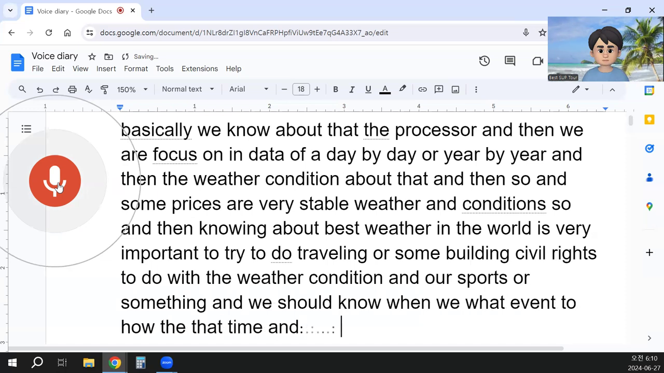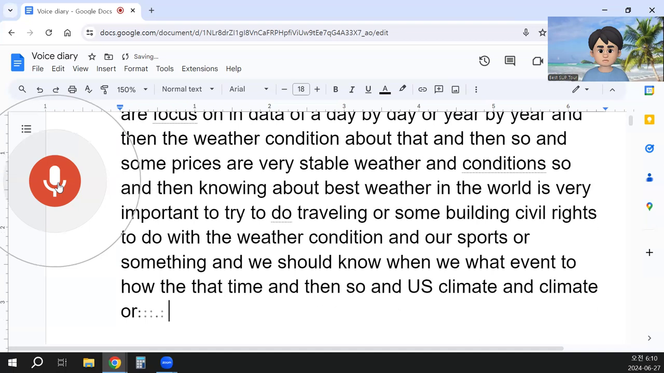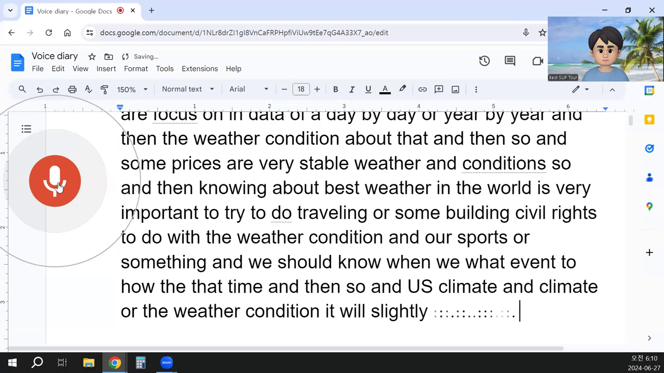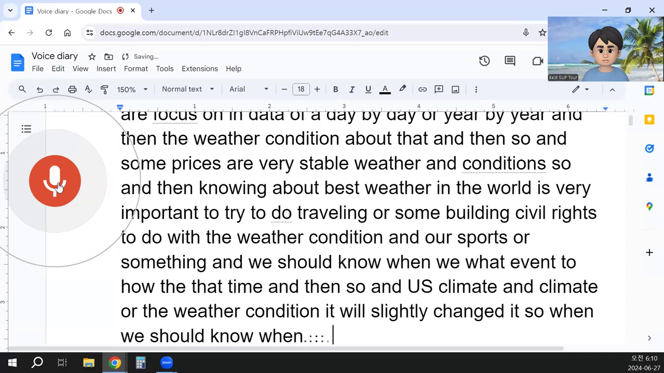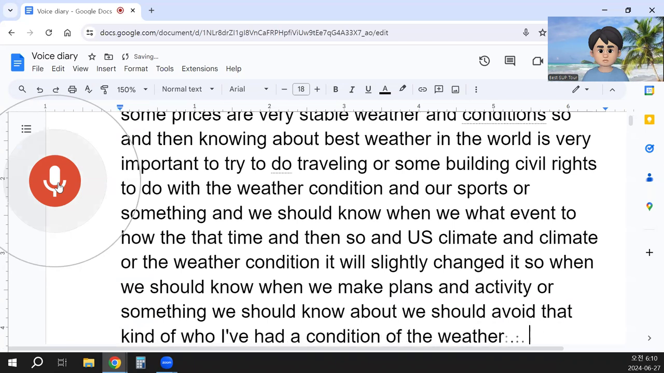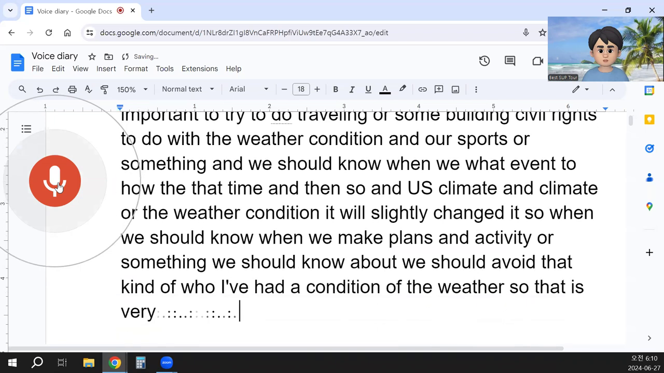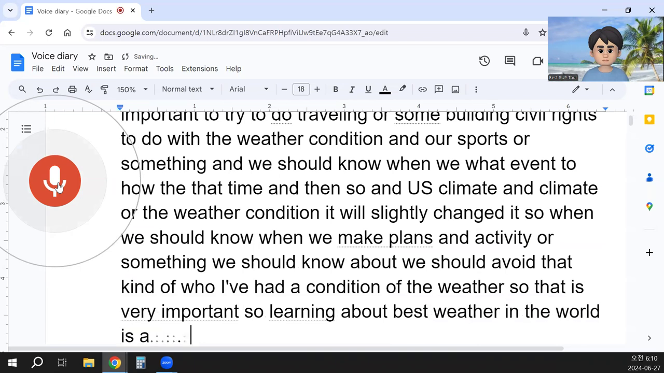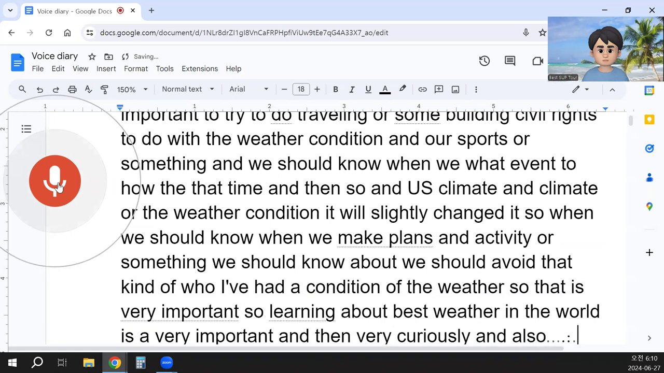And Earth's climate, or the weather condition, will slightly change. So when we make plans for water activities or something, we should know about it and avoid that kind of bad weather condition. That is a very important part. So learning about the best weather in the world is very important, and also very curious.